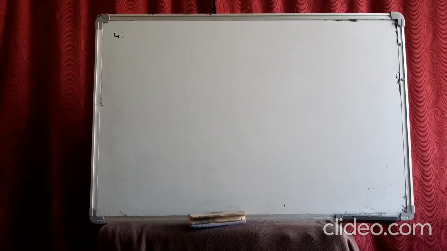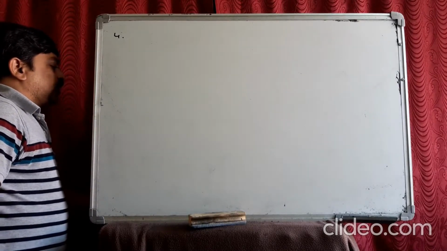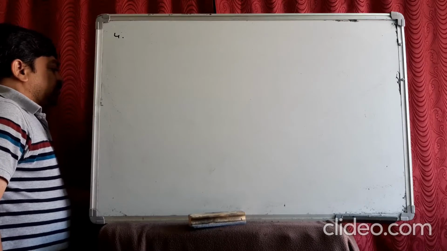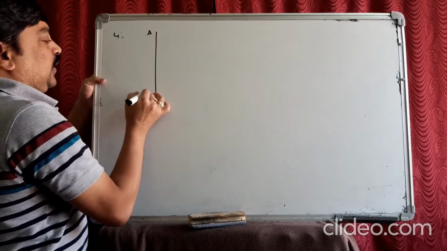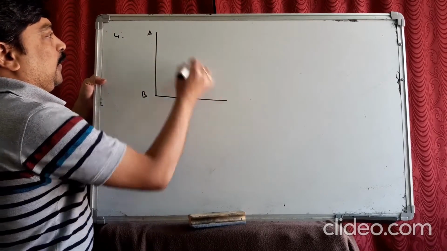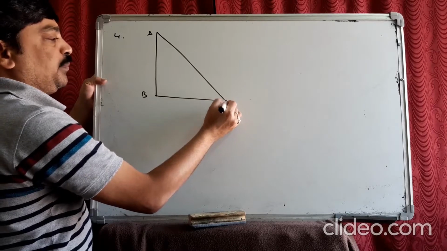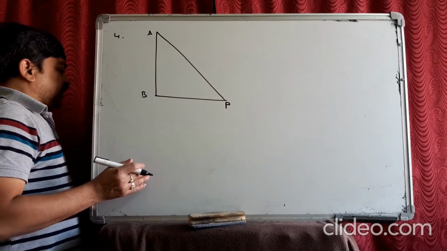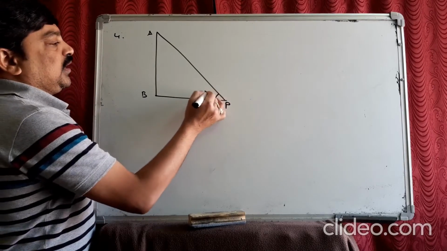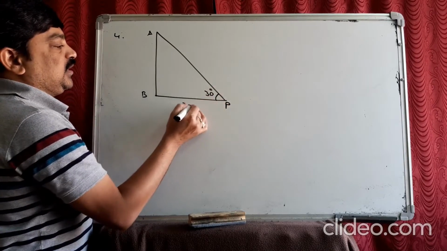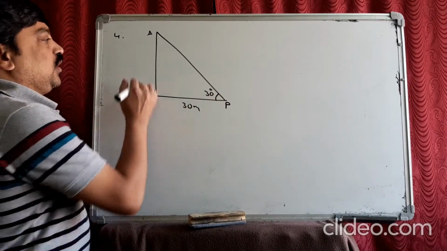See the fourth problem. The angle of elevation of the top of the tower from a point on the ground, which is 30 meters away from the foot of the tower. See here, there is a tower AB. From the foot of the tower, let us take this as C or P, the angle of elevation is found to be 30 degrees, and this is at 30 meters from the foot of the tower. You have to find out the height.